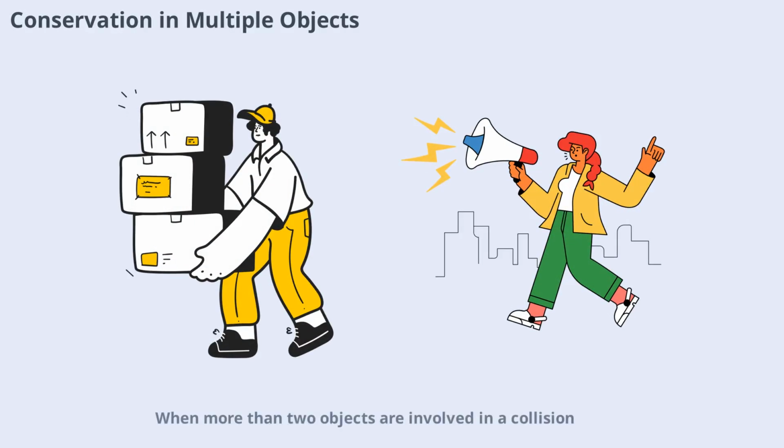When more than two objects are involved in a collision, the law of conservation of momentum still applies. We simply add up the momentum of all objects before and after the event. This principle is used in analyzing chain reaction collisions like those seen in car pileups or multi-ball billiard shots.